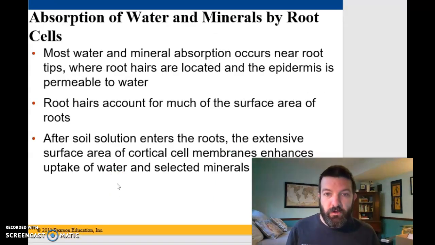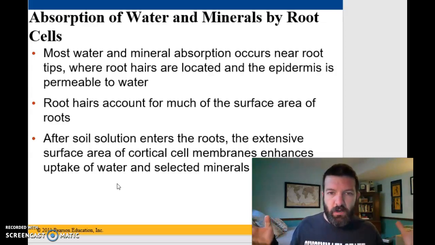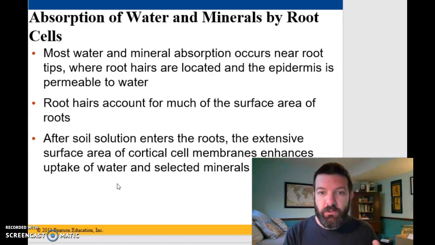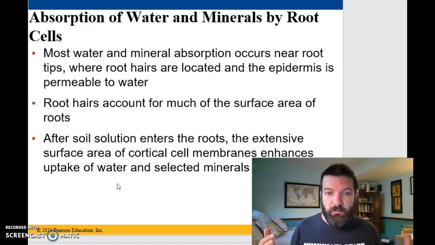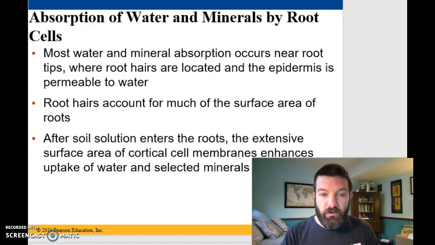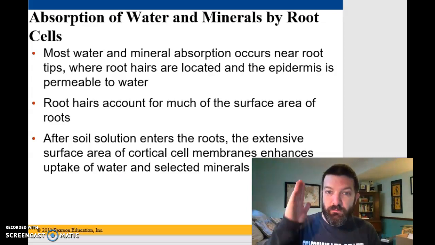At first, water is absorbed by the root tips, specifically where the root hairs are, because that's where you have a whole lot of surface area. And that allows water to move into the root cells, or at least through the apoplastic route, into the extracellular space where the cell walls are. And then once we enter the roots, there's lots and lots of surface area again, full of the cortical cell membranes. It allows you to uptake water and particular minerals, and then you have to move that into the vascular cylinder in the middle of the roots to allow it to move up the xylem.